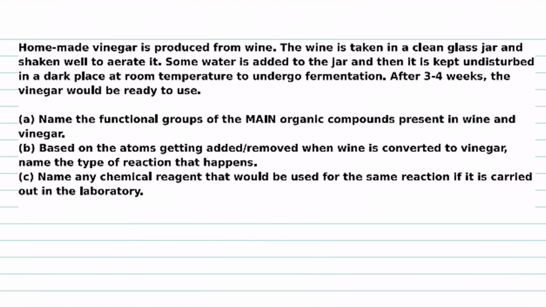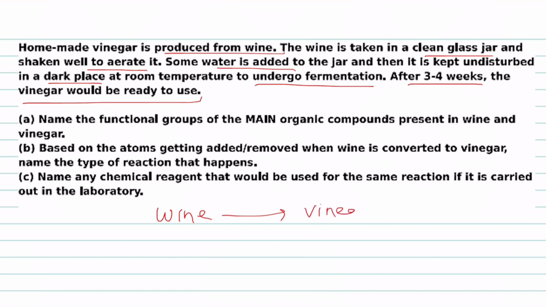Moving on. Homemade vinegar is produced from wine. Wine is taken in a clean glass jar, shaken to aerate it. Then some water is added and it's kept undisturbed in a dark place to undergo fermentation. After 3 to 4 weeks, vinegar would be ready to use. So wine changed to vinegar.